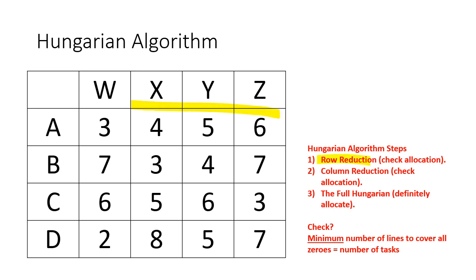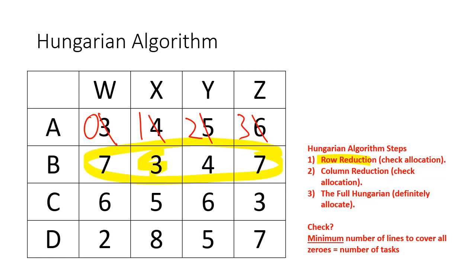That's because we're going to look at each row by row. So we're looking at the first row, and our lowest number is 3. What we're going to do is subtract 3 from every single one of those numbers. So 3 minus 3, 0. 4 minus 3, 1. 5 minus 3, 2. 6 minus 3, 3.